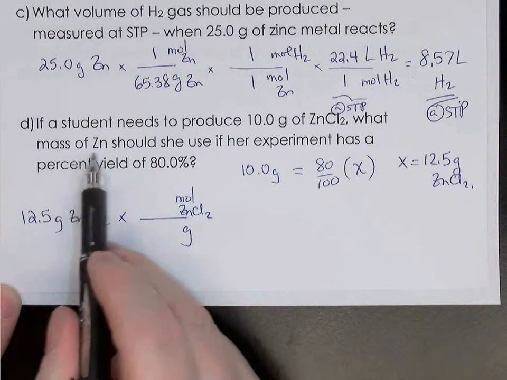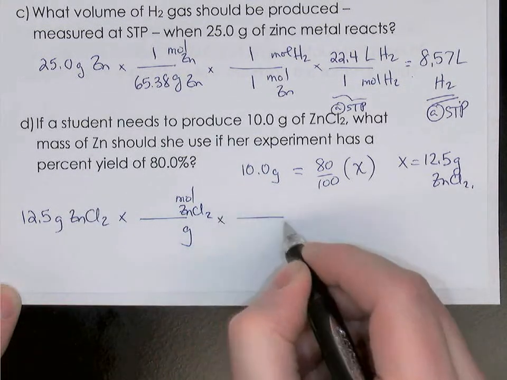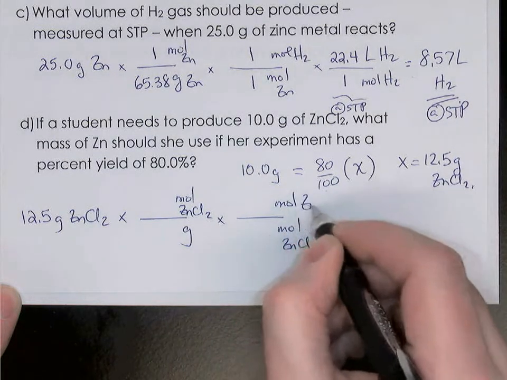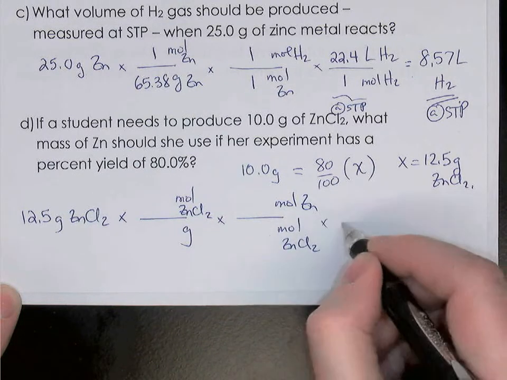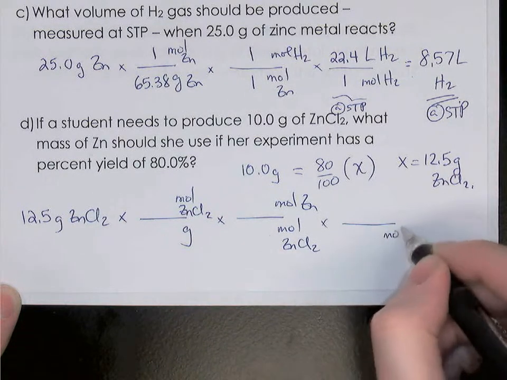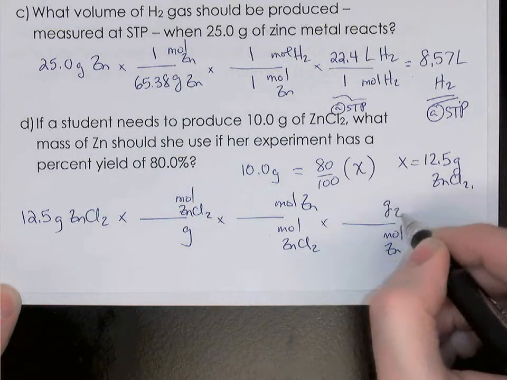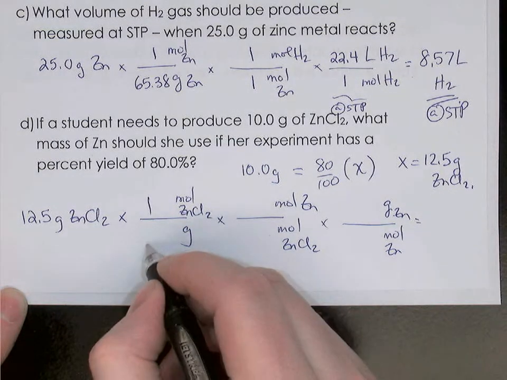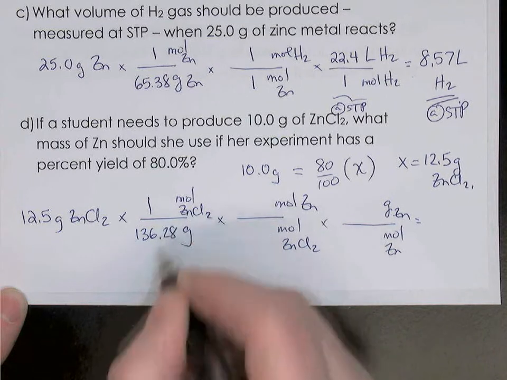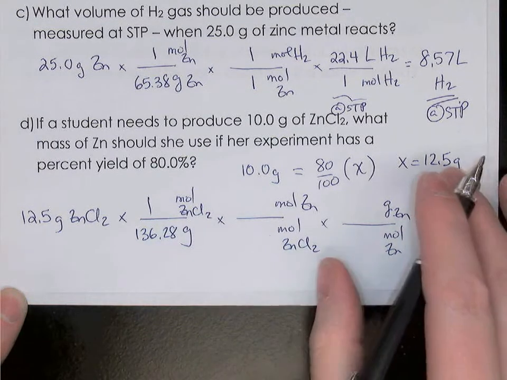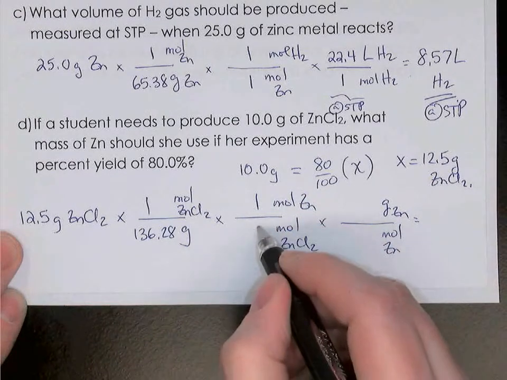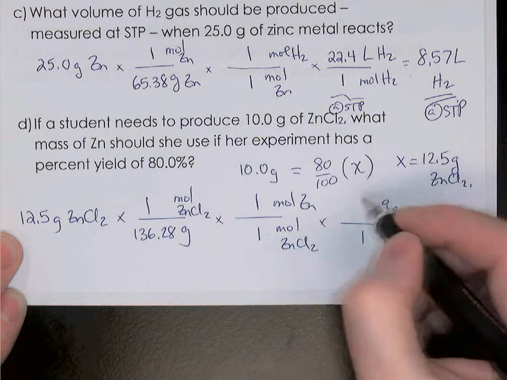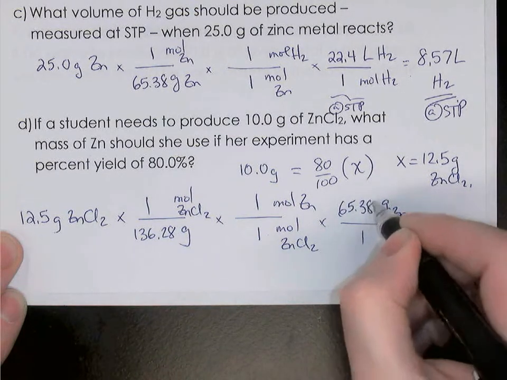The question was, what mass of zinc should we use? So now I'll convert my moles of zinc chloride to moles of zinc. That'll be from the balanced equation. And then finally, mass of zinc, so I need to convert moles to grams of zinc. So 1 mole of zinc chloride we saw earlier was 136.28 grams. That's its molar mass. From the balanced equation, 1 mole of zinc produces 1 mole of zinc chloride, and the molar mass of zinc, 1 mole, is 65.38 grams.